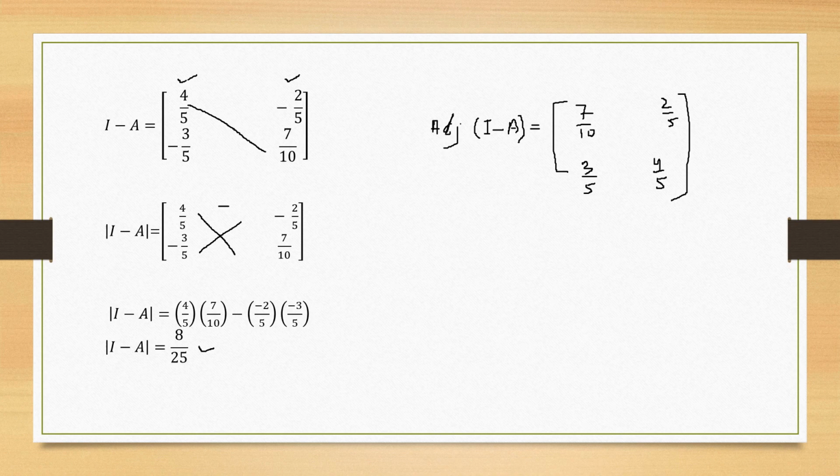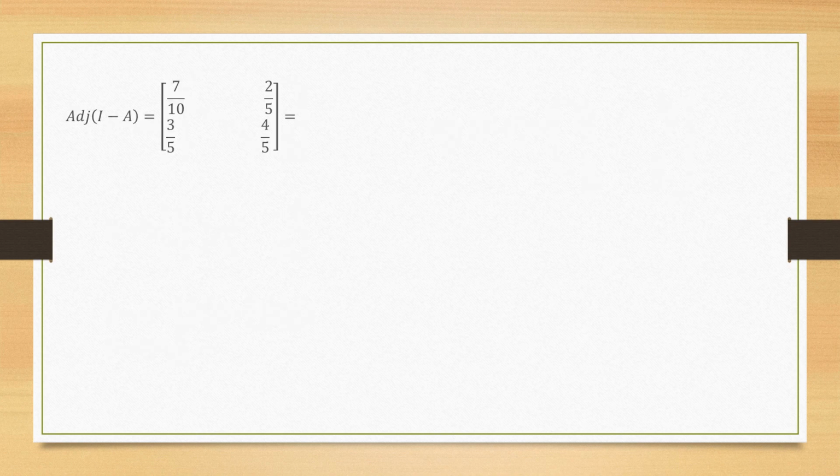So what is the procedure? We have done this in our previous class. Just replace the diagonal elements: 4 by 5 is replaced by 7 by 10, and 7 by 10 is replaced by 4 by 5. For the off-diagonal elements, just change the sign. Now we will put all these values.